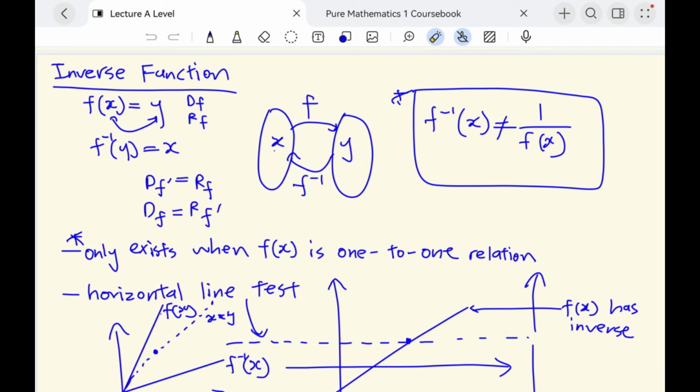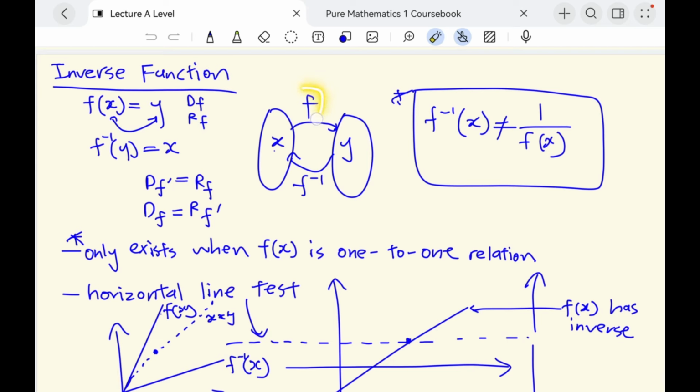Okay, what is the condition? For the inverse function, the domain of the inverse function equals the range of the function. Makes sense, right? And the domain of the function must equal the range of the inverse function.